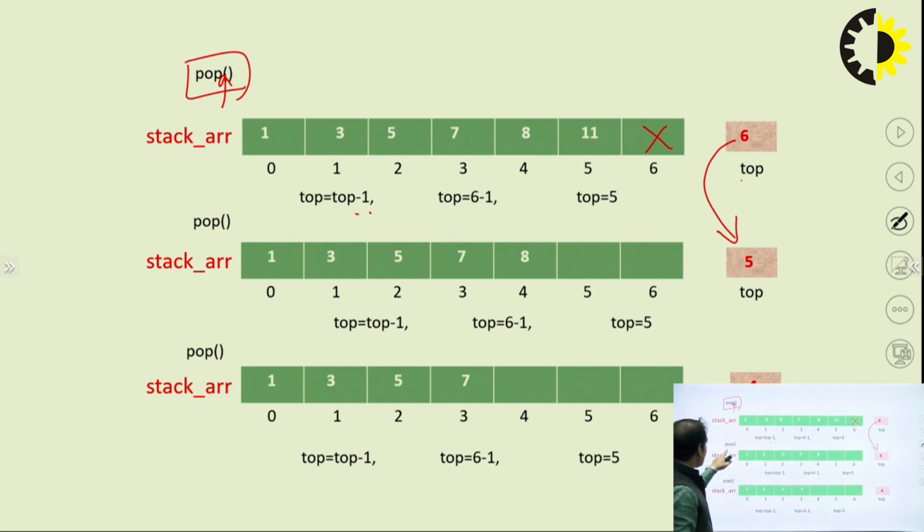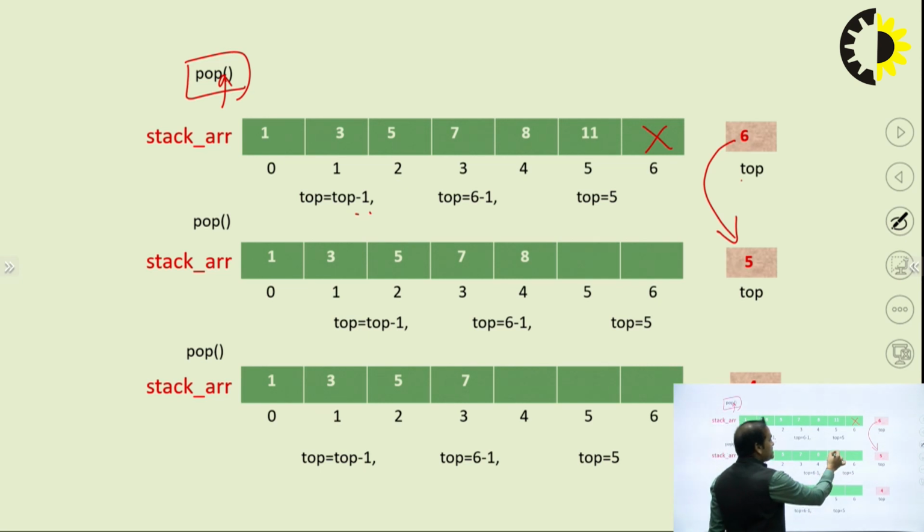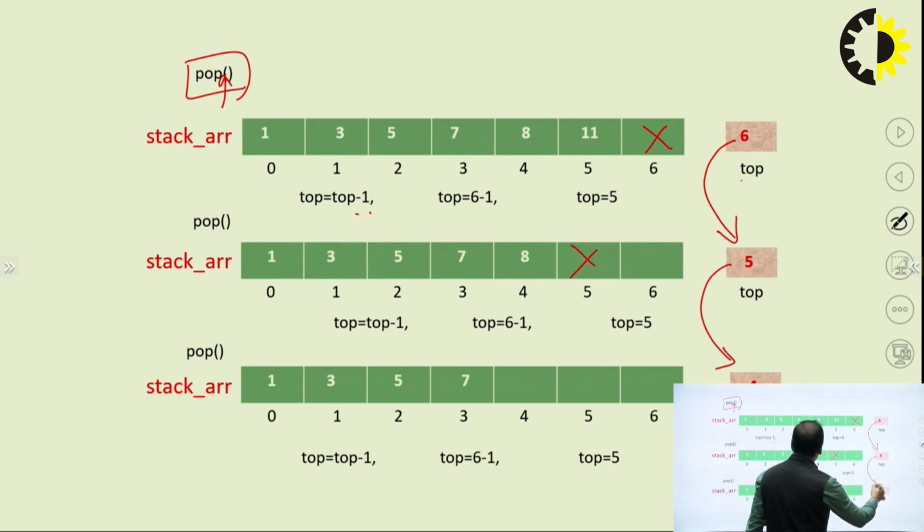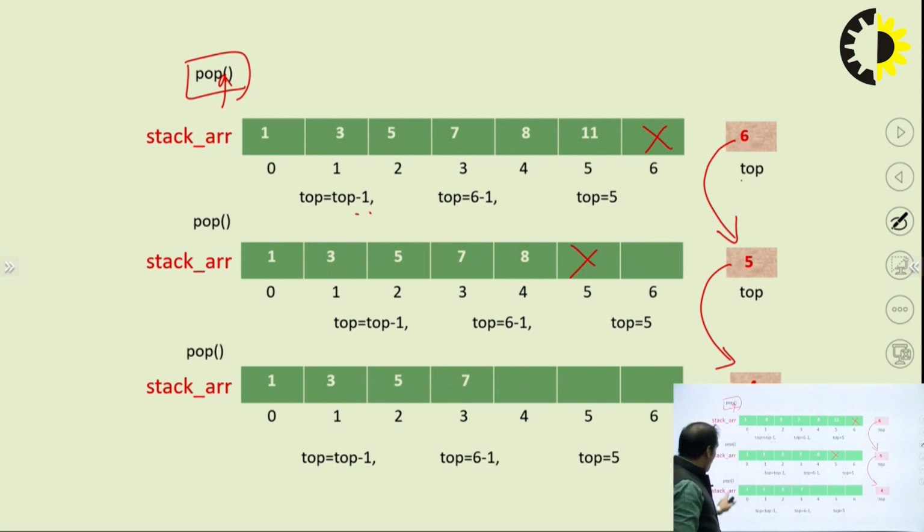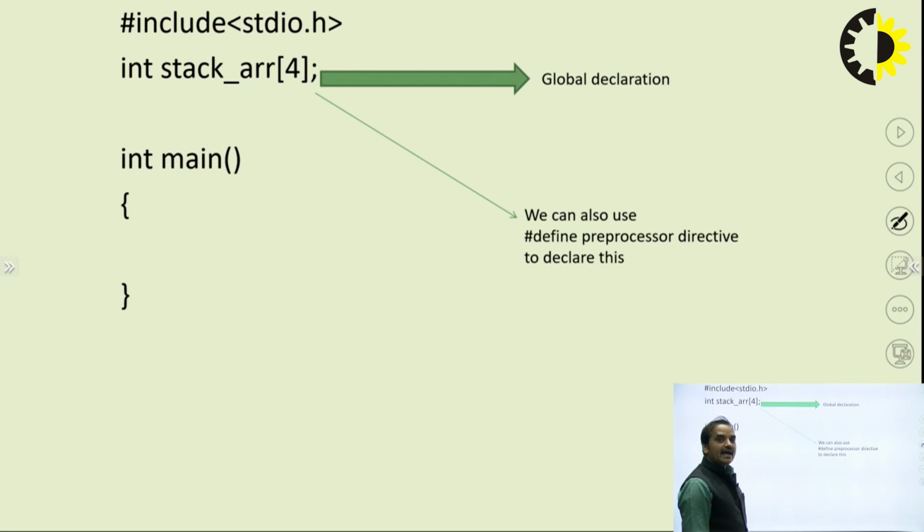5. Now the second pop is called, the 11 is also deleted and top is assigned the value 4. Then again we call the pop function, the next element is also deleted and the top contains 3, and so on. We delete the given elements one by one.